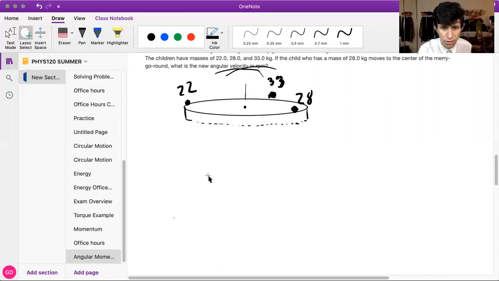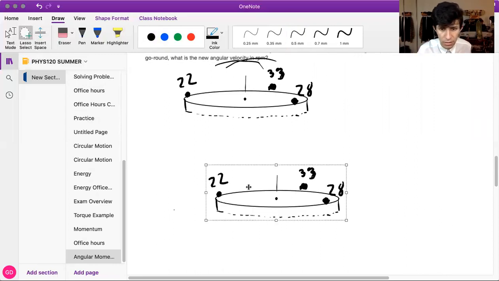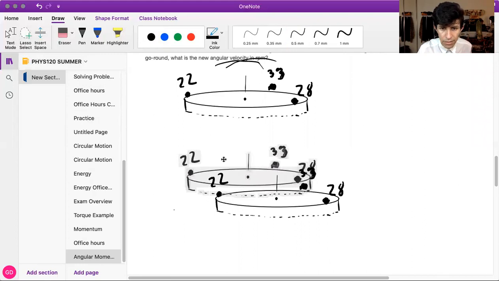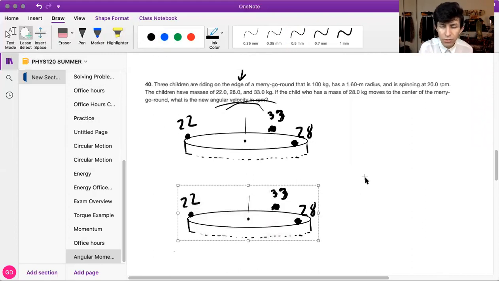I clicked the wrong thing. Paste. And so see, we're gonna be using conservation of energy, conservation of angular momentum for this problem. And how we know how to split it up is once we notice that there is a change in inertia. The reason why there's a change in inertia in the second scenario is that they tell us that the child who has a mass of 28 kilograms moves to the center of the merry-go-round.